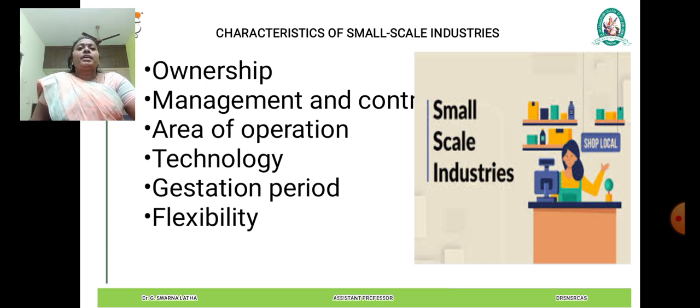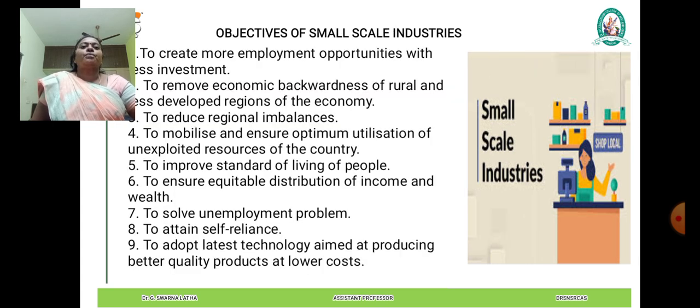Gestation period. Gestation period is that period after which teething problems are over and return on investment starts. The gestation period of a small scale unit is less as compared to a large scale unit. Flexibility. Small scale units as compared to large scale units are more adaptable and highly reactive and responsive to socio-economic conditions.